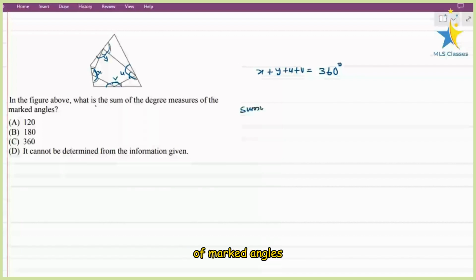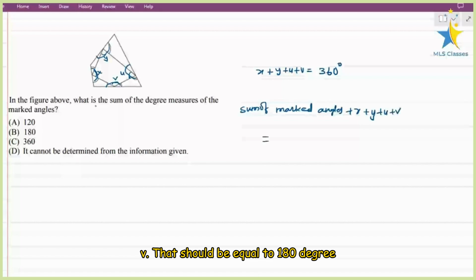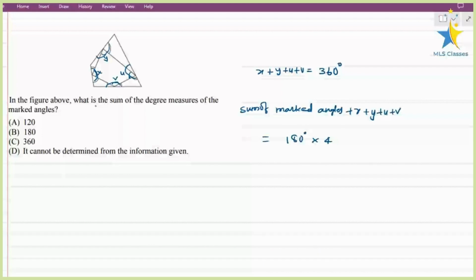So we can say the sum of marked angles plus x plus y plus u plus v should be equal to 180 degrees times 4, because 4 such instances are there. And why is it 180 degrees? Because we had learned in basic geometry that if a line is divided into some parts in some angles, then the sum of all those angles is 180 degrees, whether it is divided in 2 parts or 3 parts or any parts. If it is 2 parts, then we call them a linear pair of angles. If they are divided into more than 2 parts, then we simply say sum of angles in a straight line.